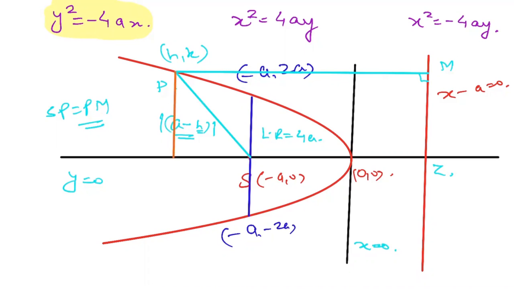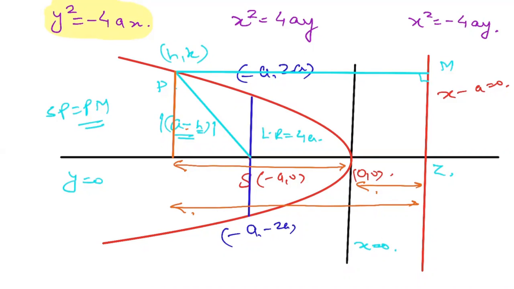If I drop the perpendicular from this, we know that this length is mod h and this length is a. So complete length will be a plus h, but h is already negative, so I am giving a negative sign in front of this. So this will be negative into negative, it will be positive. And a is always a positive quantity we have taken. This is for y square is equal to minus 4ax.